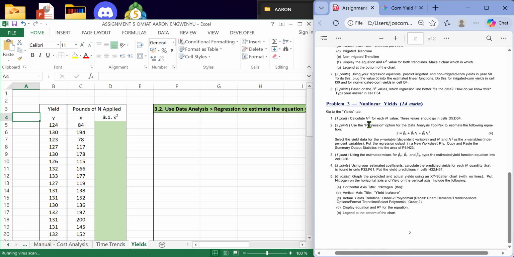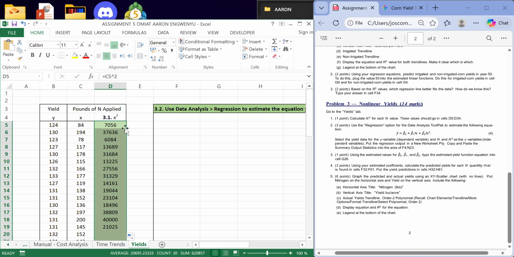So to get started, the n squared, what is this? Okay, the ToolPak is still installing, it's done. What is this 3.11? I don't know what it means, but I think they just want x squared, right? So calculate n squared for each n value. This should go into cell D5, equals this. For square, you just use shift 6 and you put 2. Enter. We do the filling.